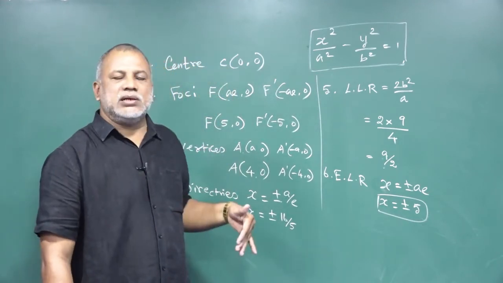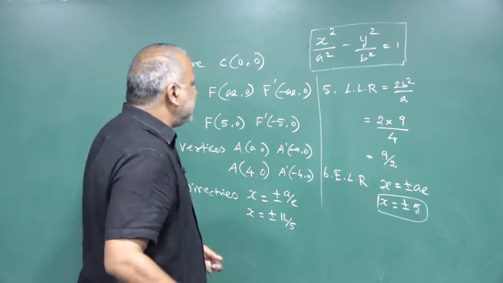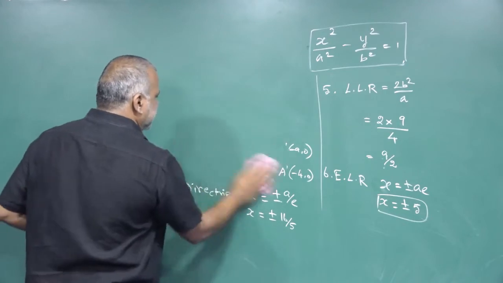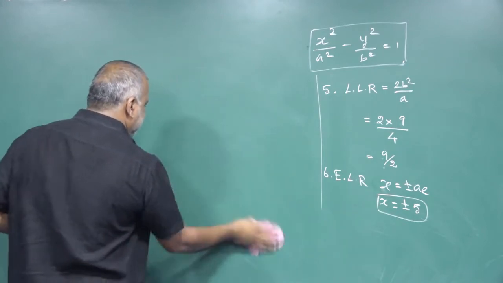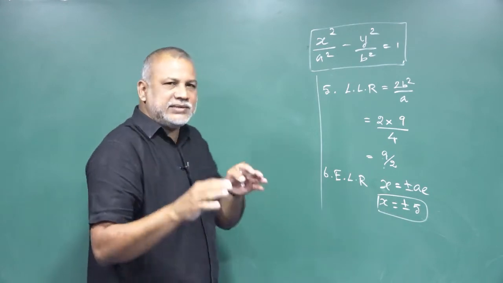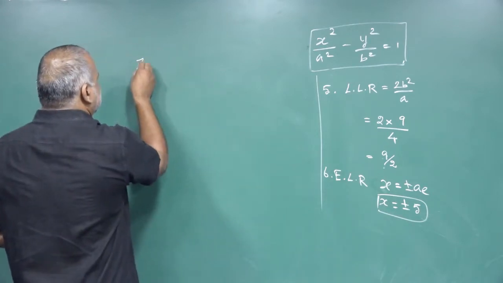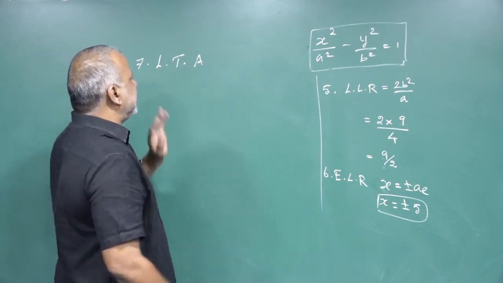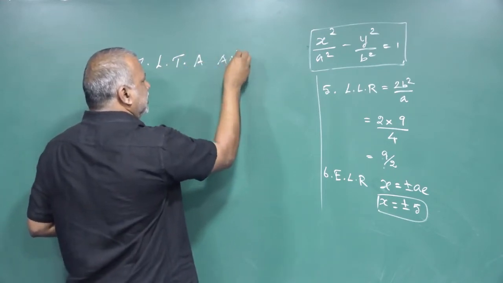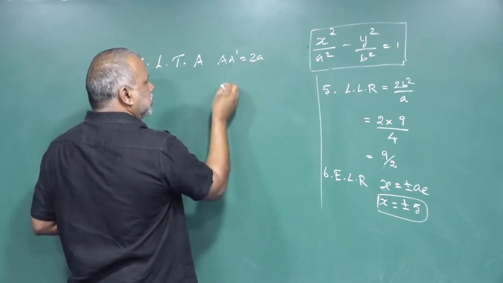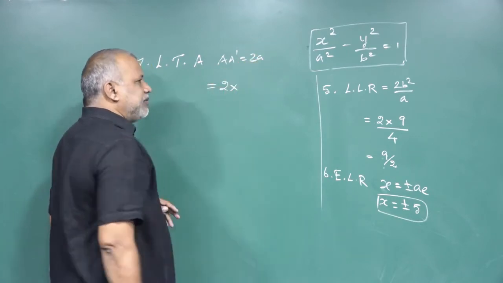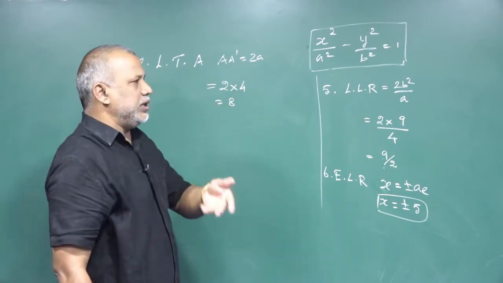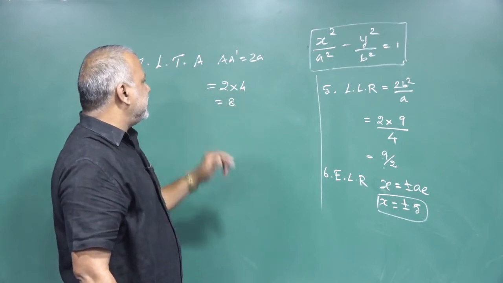Then, what are the other concepts that may be asked? Length of the transverse axis. What is the meaning of transverse? A A dash equals 2a. Here the x-axis is the transverse axis. Then result number 7, length of the transverse axis. A A dash equals 2a. That is the basic result. So here 2 times the value of a. The value of a is 4. Therefore 8. The reason is a squared equals 16, so we get 2 times 4, which is 8.